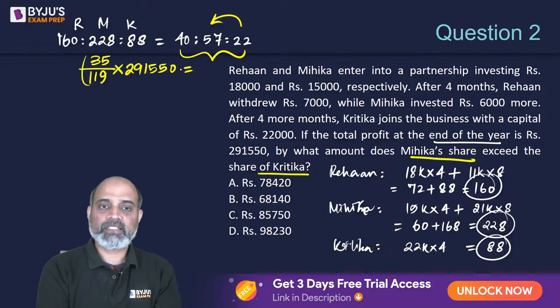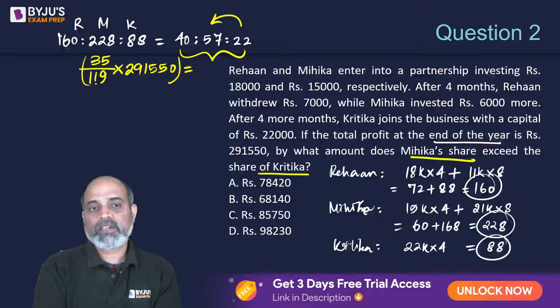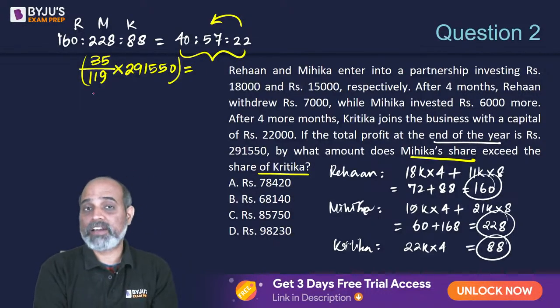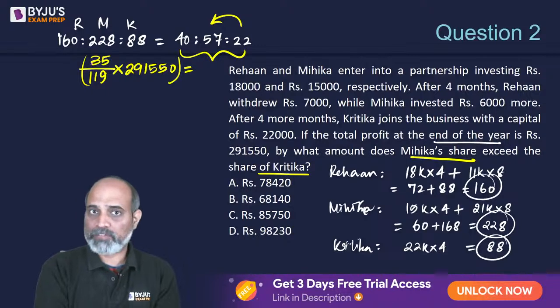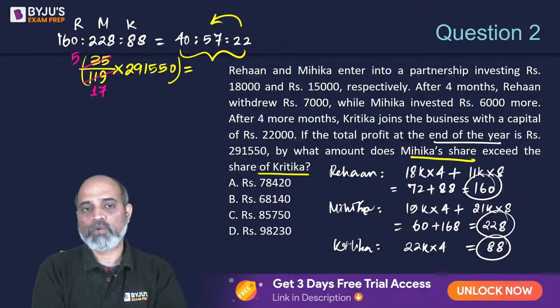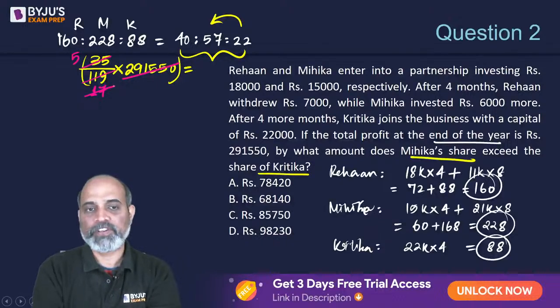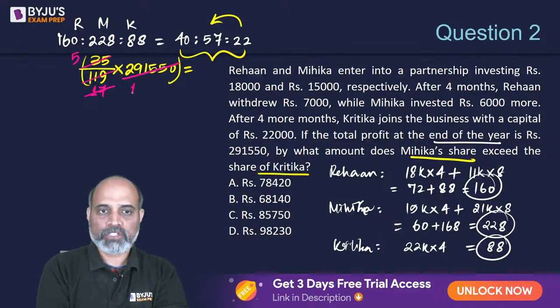Another way to understand this particular calculation is 35 and 119, they both are divisible by 7. So you'll be left with 5, and this 7, if we divide, this is going to be 7 into 1, 7, and then we will have 49. So this is 70. Now what we can do is we can divide 2,91,550 by 17.